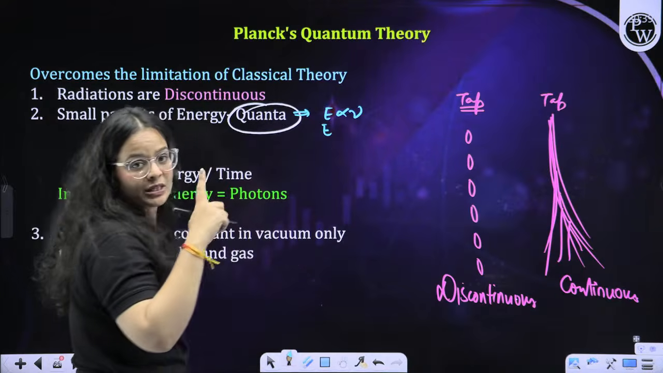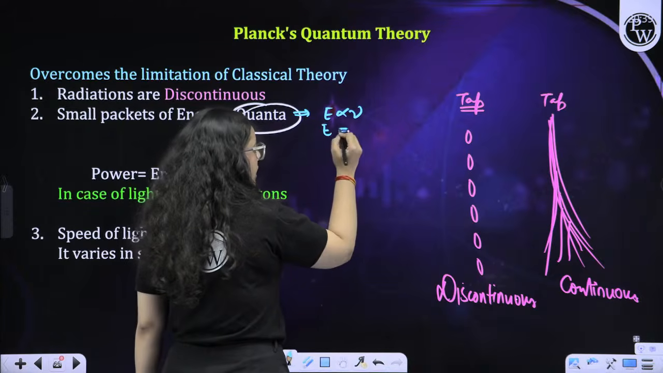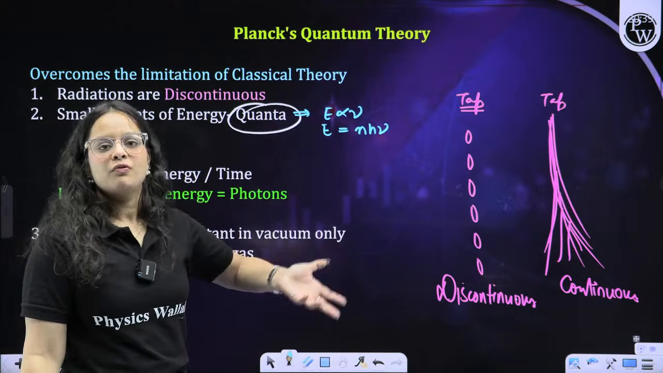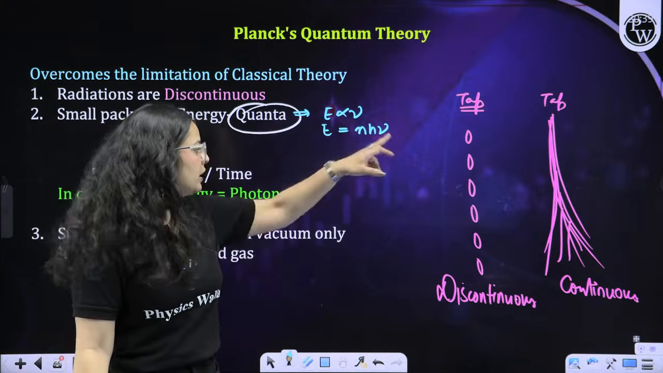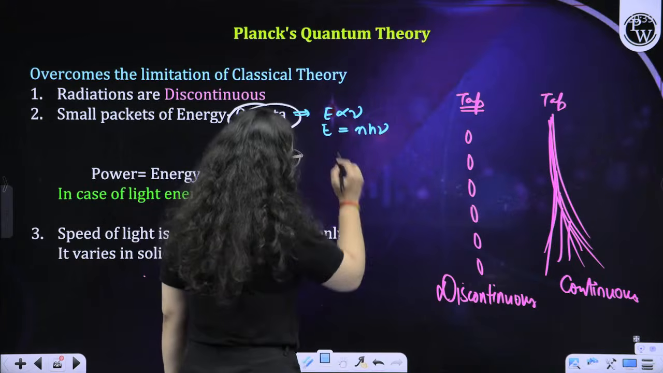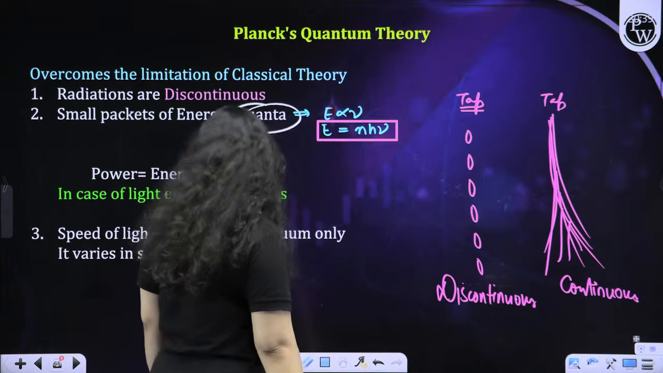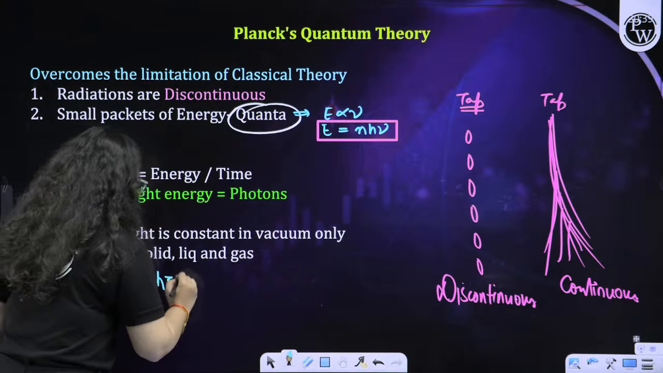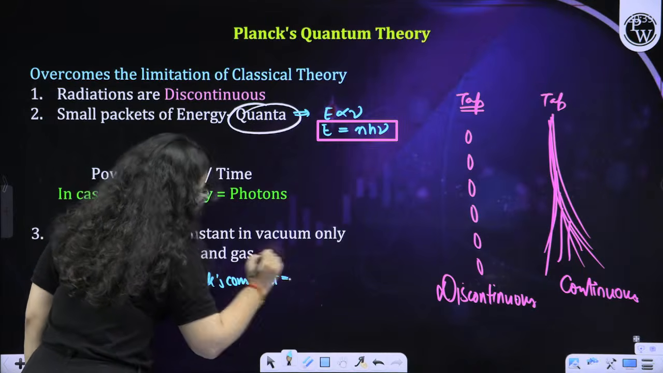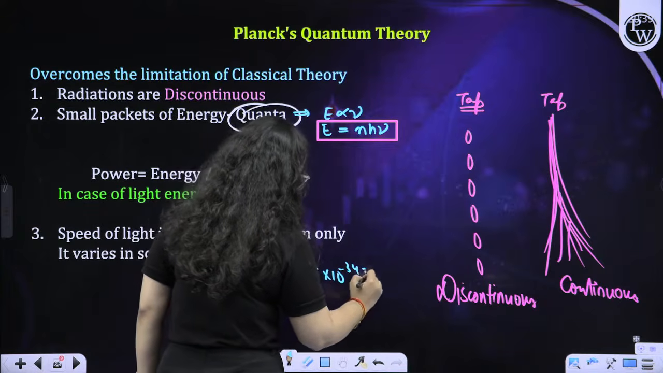That was not given by Maxwell, remember? Here he told that energy and frequency are directly related with each other, and if I remove the proportionality sign, I will get a constant, depending on the n number of quanta: 1, 2, 3, 4, so E equals n h nu. What is h over here? h is Planck's constant, and this Planck's constant carries the value 6.6 into 10 raised to power minus 34 joule second.